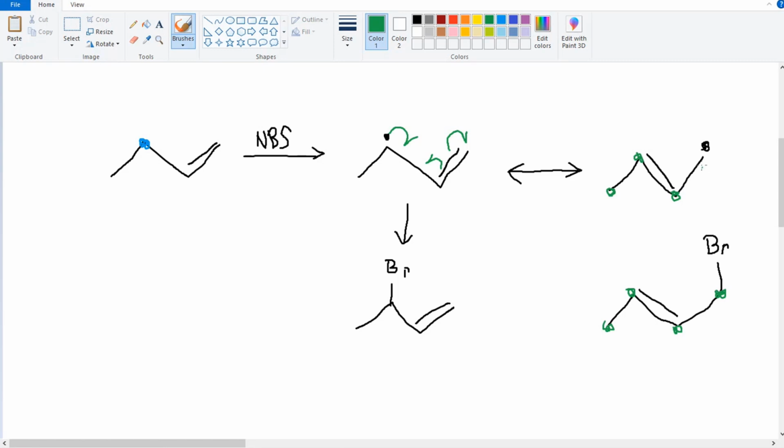And then this is also, of course, a carbon that has a radical electron on it. Does that make sense? So NBS puts a radical in an allylic position. That allylic position then can resonate between two different positions, and then you'll get a bromine adding to either one of those.